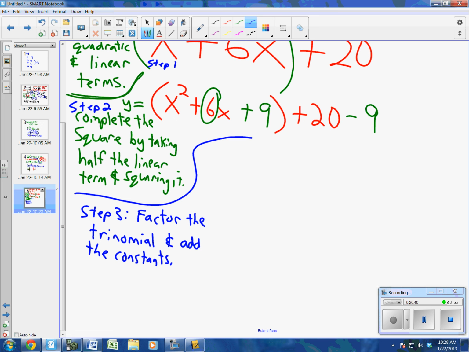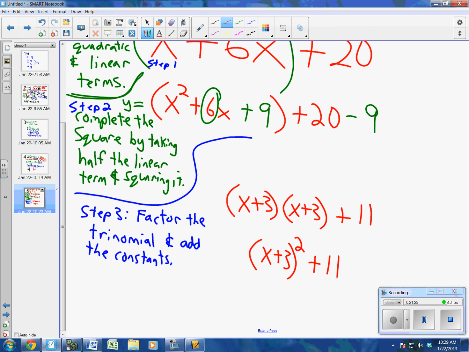Okay? So here's what we get. We're going to get x plus 3 times x plus 3. What's the short way of writing x plus 3 times x plus 3? X plus 3 squared. Yeah. What was that, Chase, you were asking? Well, what numbers can I times by each other and get 9 and add together and get 6? 3 times 3 is 9, 3 plus 3 is 6, right? Okay. Plus, what's 20 minus 9, you guys? 11. Okay, now what's the short way of writing this? Okay, you guys, here we have completed the square.